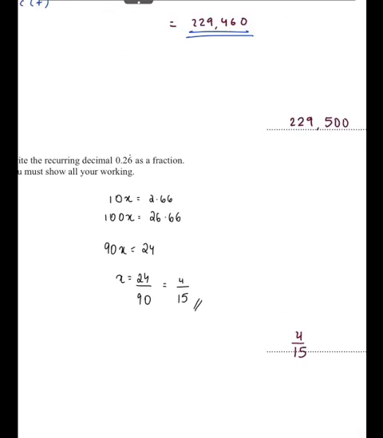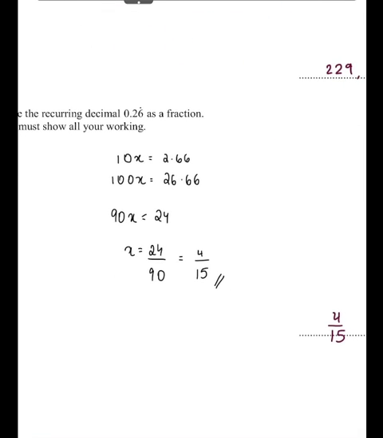Then question 13, write the recurring decimal 0.26, so 6 is the recurring number, as a fraction. So first you can write 10x is equal to 2.66. So it will become 2.6 because 1 will go over here. So it becomes 2.66 and 6 will repeat because 6 is the recurring number. Then we will write 100x, and if it's 100x, it means it will go this 2 times. So it will be 26.66.